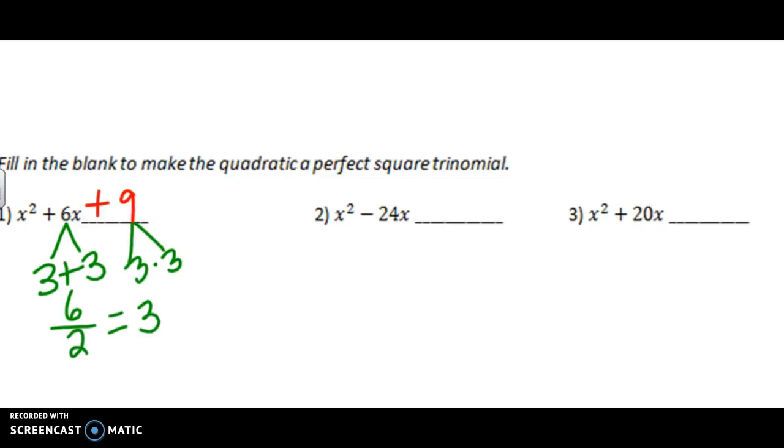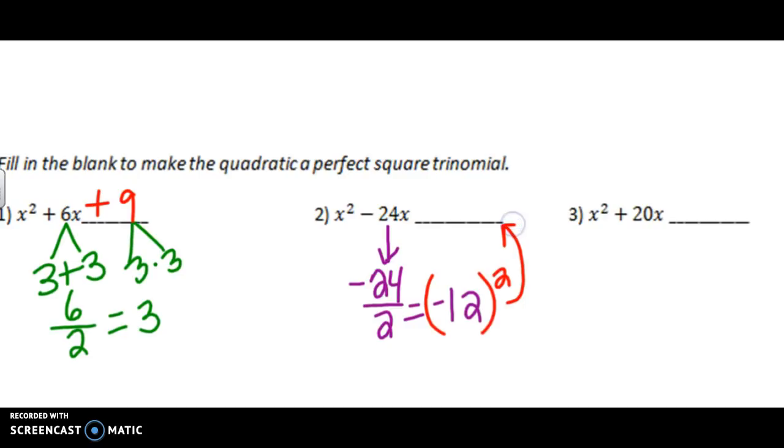For the second one here, we're going to take this negative 24 and divide it by 2, split it up into equal parts. So our number would be negative 12. And negative 12 being our number, we have to square that number to put it in the blank here. So our number that goes in the blank is going to be positive 144. Your number should always be positive because regardless of whether it's positive or negative initially, when you square it, it's going to be a positive number. Last but not least, we know that 20, if we divide it by 2, is going to be 10. And 10 squared gives us positive 100.